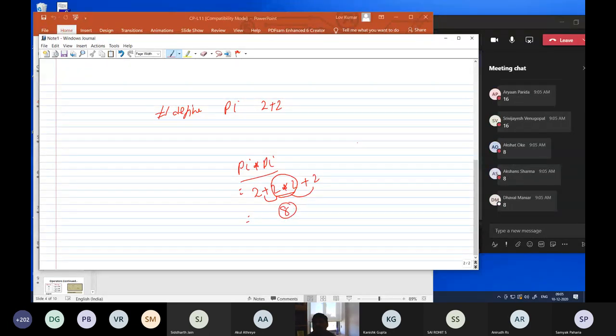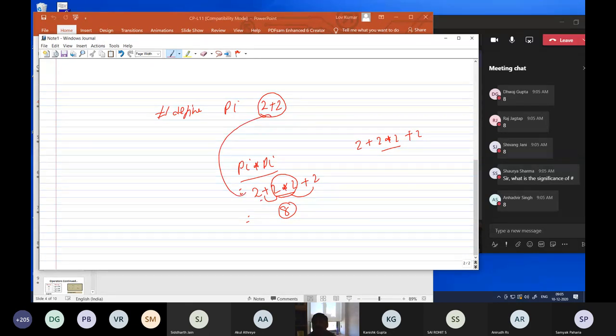How are we calculating? This is the BODMAS rule. We use the BODMAS formula. So 2 into 2 plus 2, what value do we get? 2 plus 2, 4, 4 plus 2, 8. So what do you mean by that? It is not evaluating, meaning it is not finding the value of the expression.